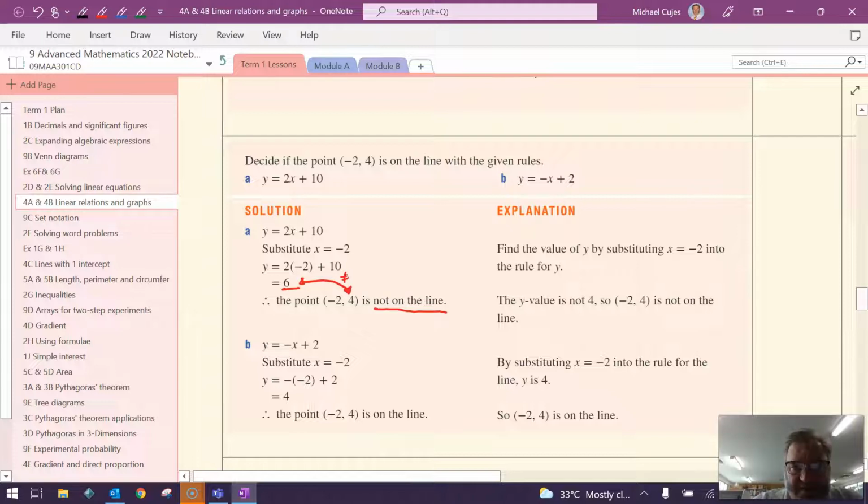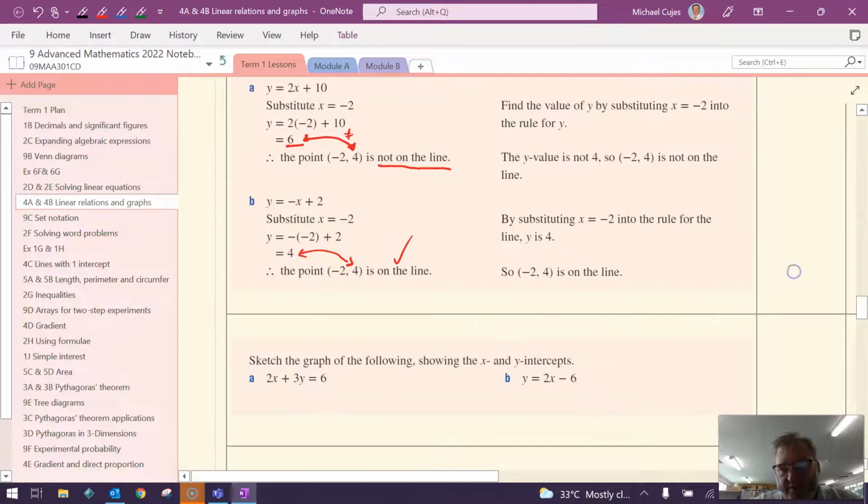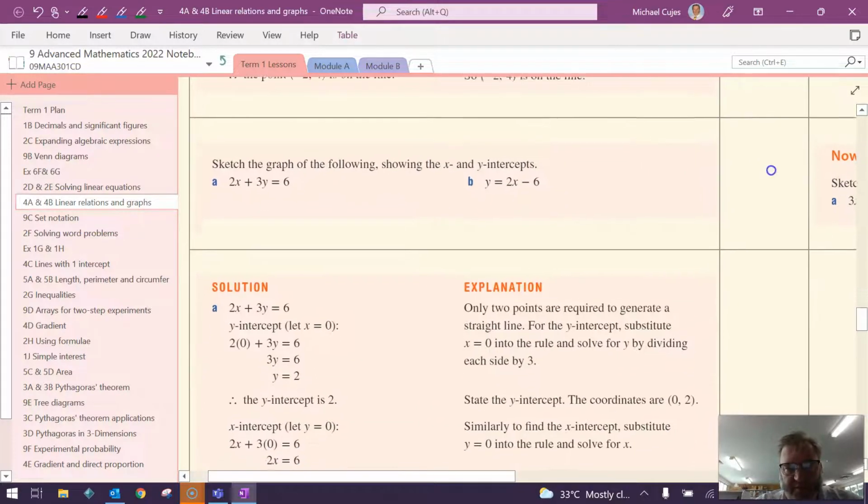If I'm looking at the second one, does the point -2, 4 lie on the second line? See how they're substituted in? When you're substituting in a number, use brackets. -2 becomes positive. So that's 2 plus another 2 is 4. They wanted to say is -2, 4 on the line? Yes, it is, because 4 equals the y coordinate for the point that we were given. Again, pretty straightforward stuff. I know you've done that before, so it shouldn't be too bad.